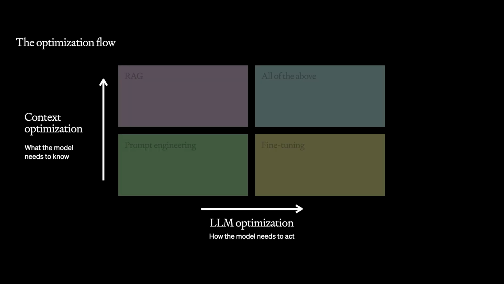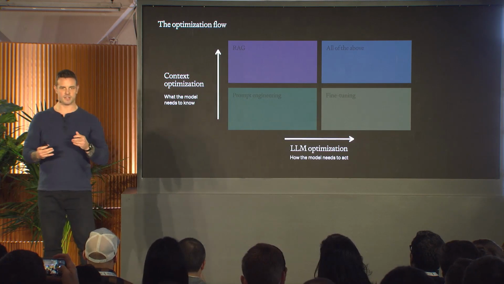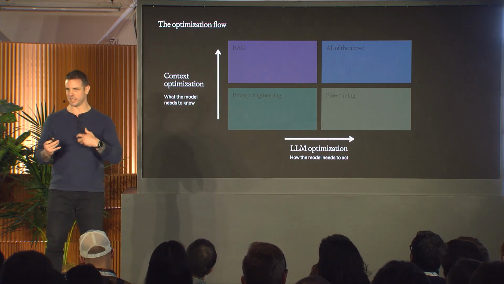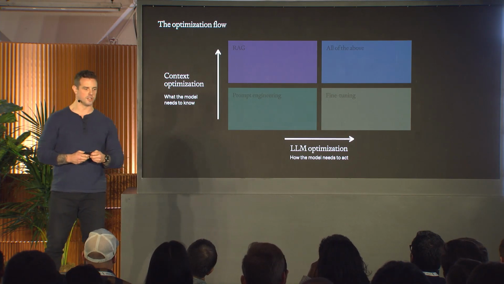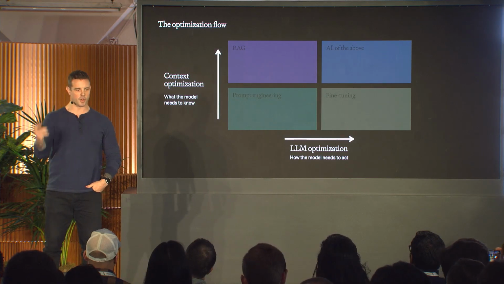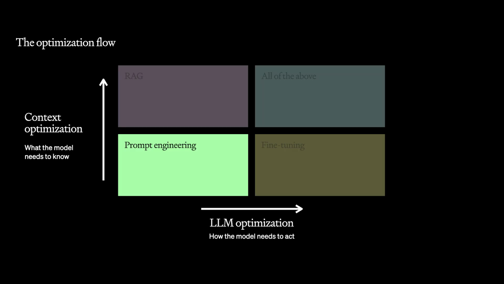There are two axes you can optimize on. One of them is context optimization: what does the model need to know to solve your problem? The other is LLM optimization: how does the model need to act? What's the method that it needs to carry out, or what's the action that it needs to deliver to actually solve your problem? A typical flow that you see is starting in the bottom left with prompt engineering.